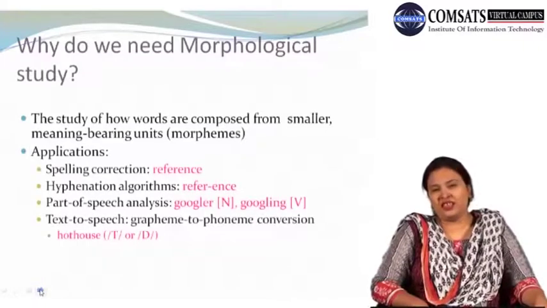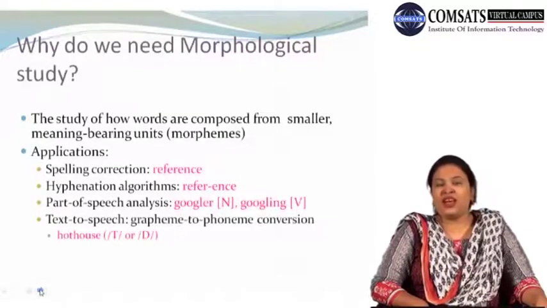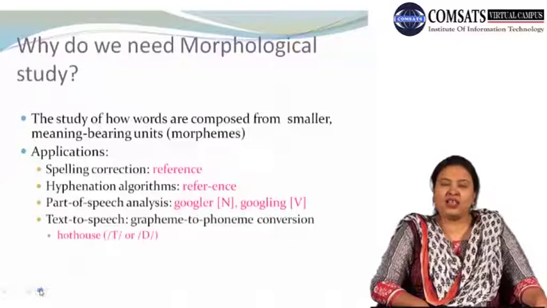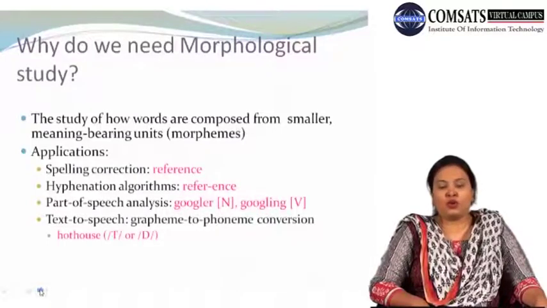So why do we need morphological study? The study of how words are composed from smaller, meaning-bearing units, morphemes, is quite helpful knowledge, because it helps us in many ways. For example, it helps us to correct our spelling. We know that reference, R-E-F-E-R-E-N-C-E, is the correct spelling and not R-E-F-R-E-N-C as we phonologically assume. Similarly, it helps us make hyphenation algorithms. For example, reference, so we can divide it with the help of hyphens.